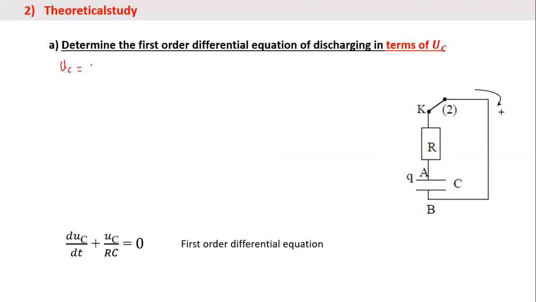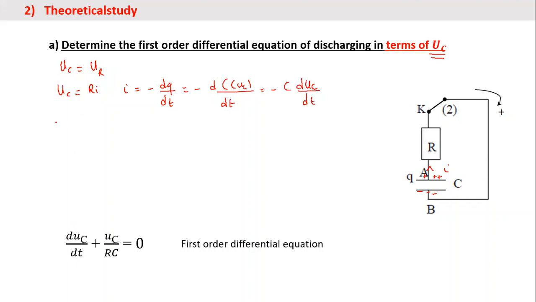According to the law, UC is equal to UR. Since now the capacitor, this is the positive and this is minus. And here we go, this is the current. Now we want to write the equation in terms of UC. So UC equals R times I, but in this case, I equals minus dQ over dt, which is equal to minus d(C times UC) by dt, which is equal to minus C duC by dt.